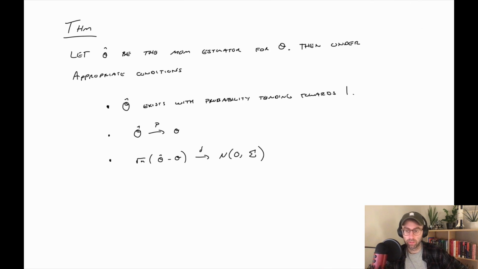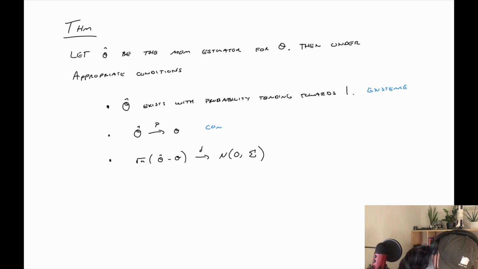And related to method of moments, now I'm just going to briefly talk about a few properties. So if we have some theta hat that is the method of moments estimator for theta, then under some appropriate conditions, theta hat exists with probability tending towards 1. So I'll call this existence. So we have some reassurance that, for the most part, this estimator should exist. We also see that it is consistent. And lastly, it is asymptotically normal.